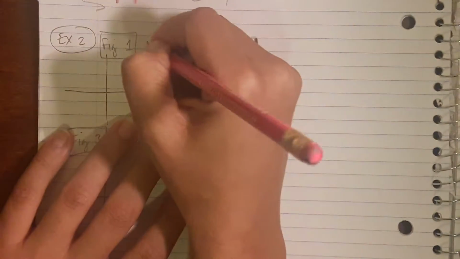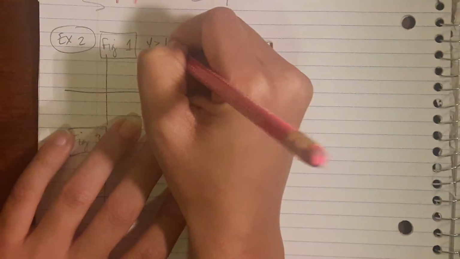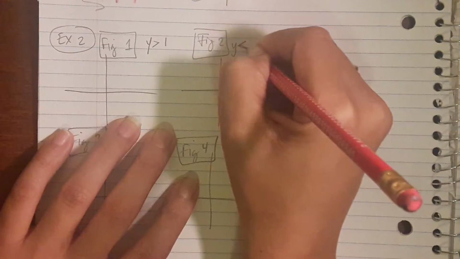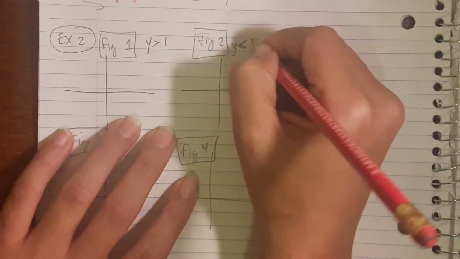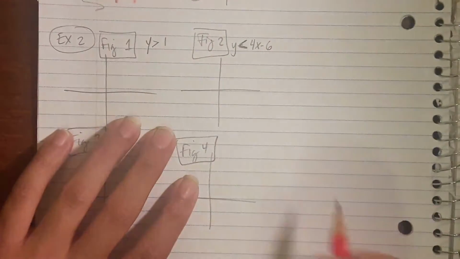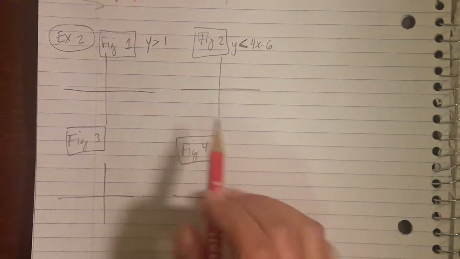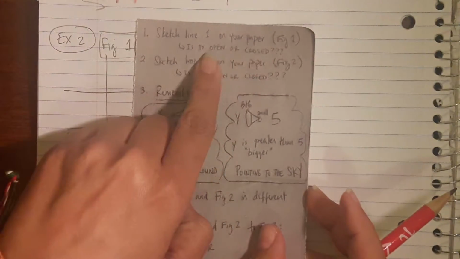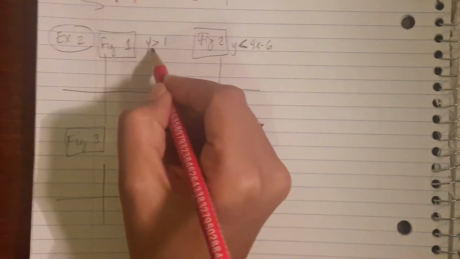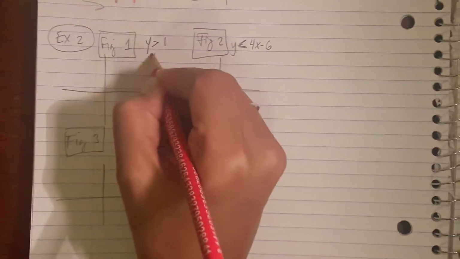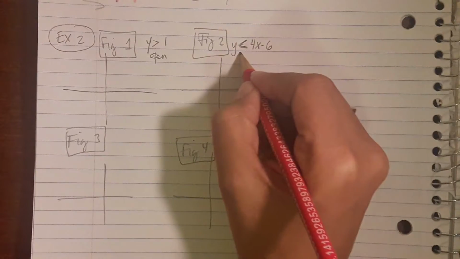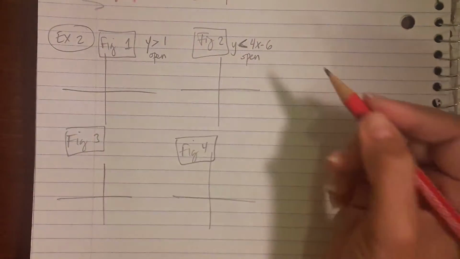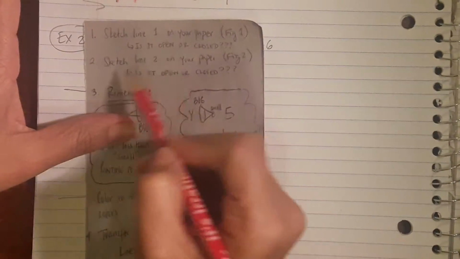Question. Let's say we had y is bigger than 1 and y is less than 4x minus 6. So these are my two questions, okay? All right, so sketch line 1 on your paper. Is it open or closed? Let's answer that first. It's open. Is this open or closed? It's open. So what does open mean? Dotted lines wherever you're drawing them. Okay, perfect.